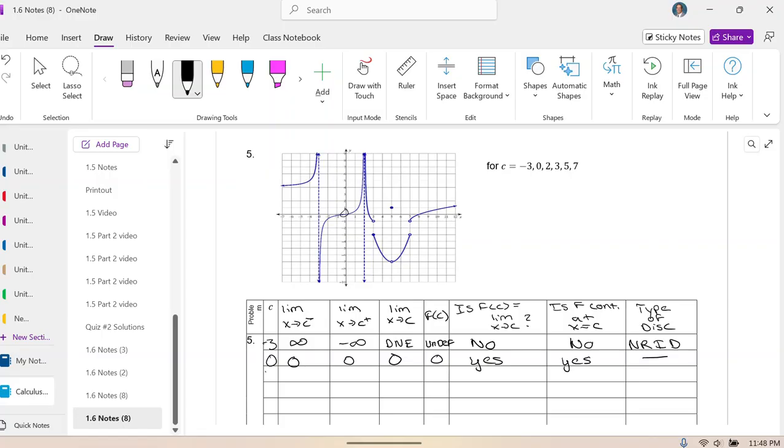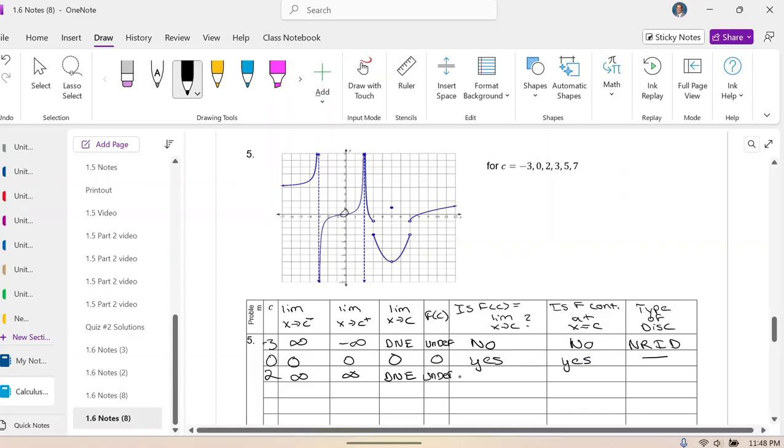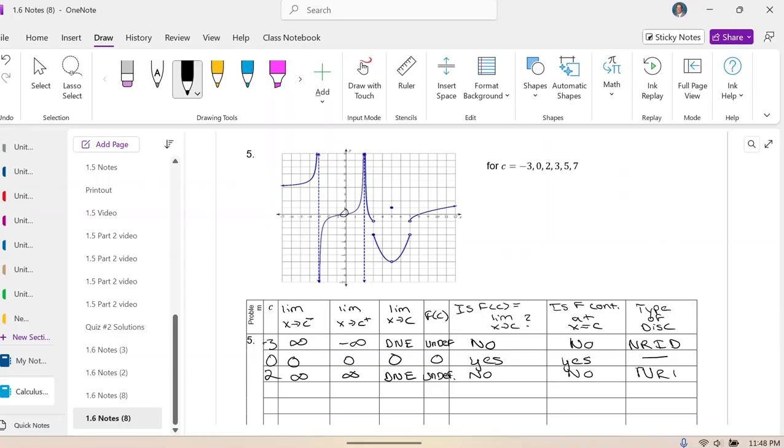So then for 2 is another asymptote. On both sides, it goes to infinity. But that means the limit does not exist, because even if they're both infinity, infinity is not a limit. That just means it goes on forever. The function value is undefined. It's no, no, and it's a non-removable infinite discontinuity.